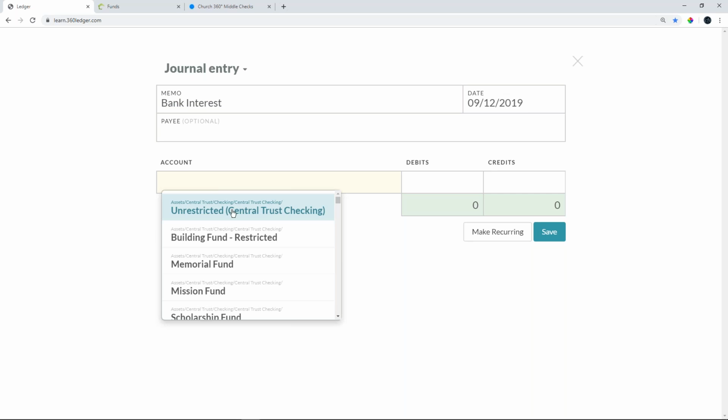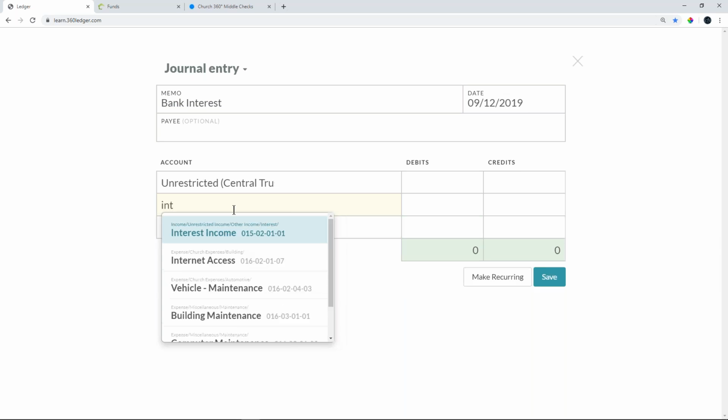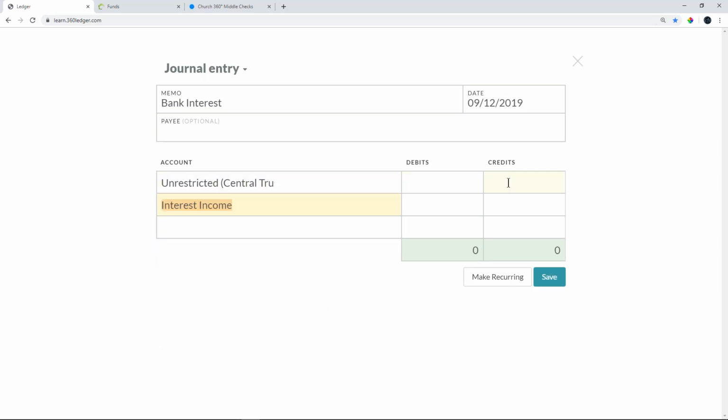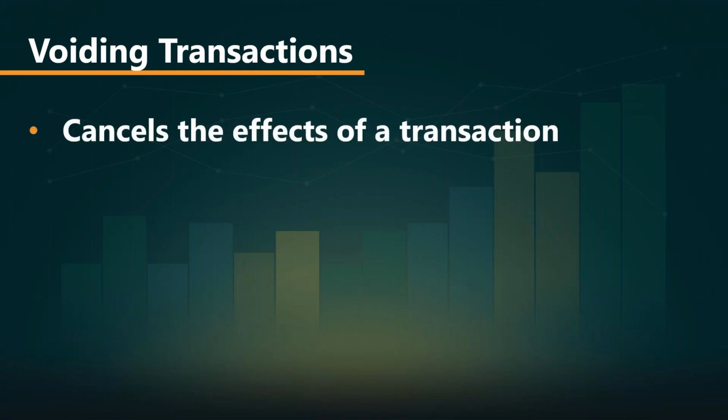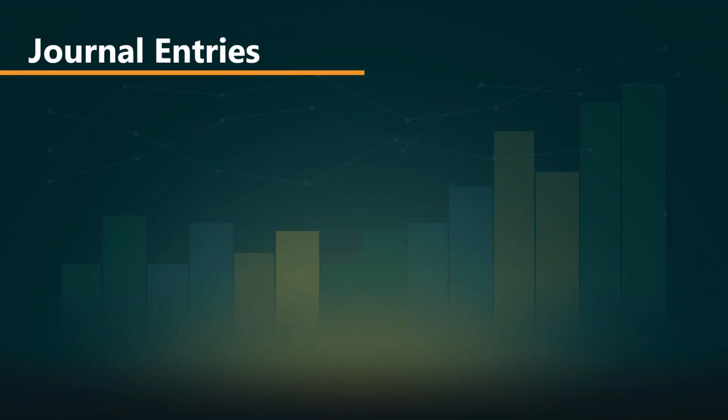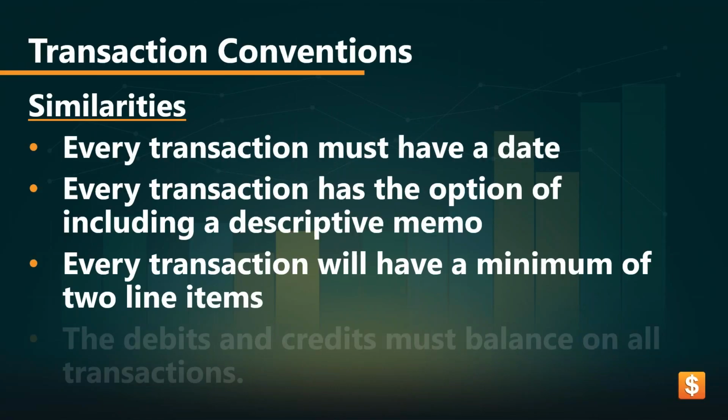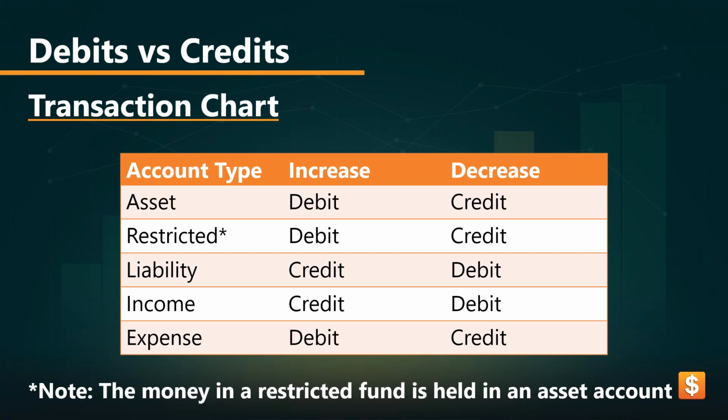So this is going to go into unrestricted checking, and then we're going to have an income account for interest income. So earlier when we were showing our credits and debits chart, and let me show that on the screen here, just one second. There we go. Okay, so with credits and debits, we're always going to use this chart to double check our work to make sure we're really increasing and decreasing appropriately for our asset account.